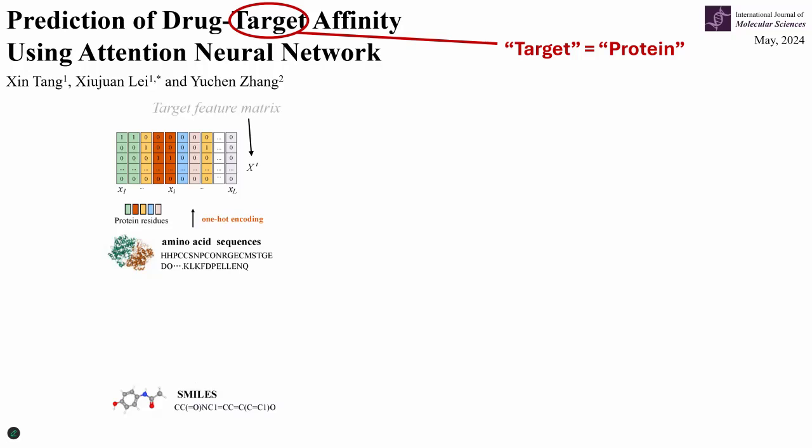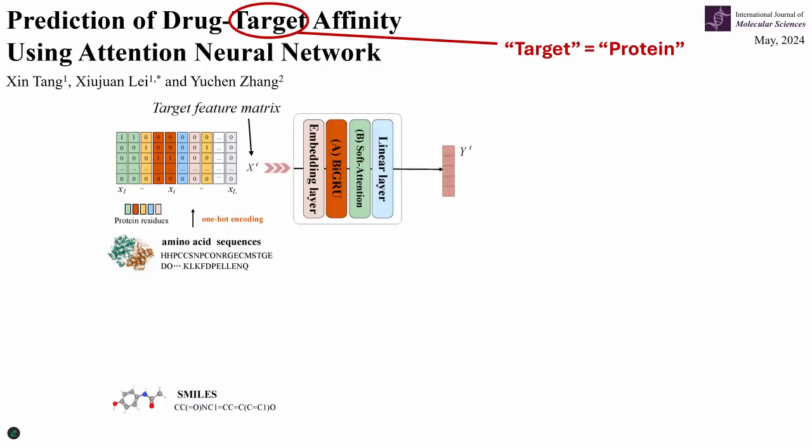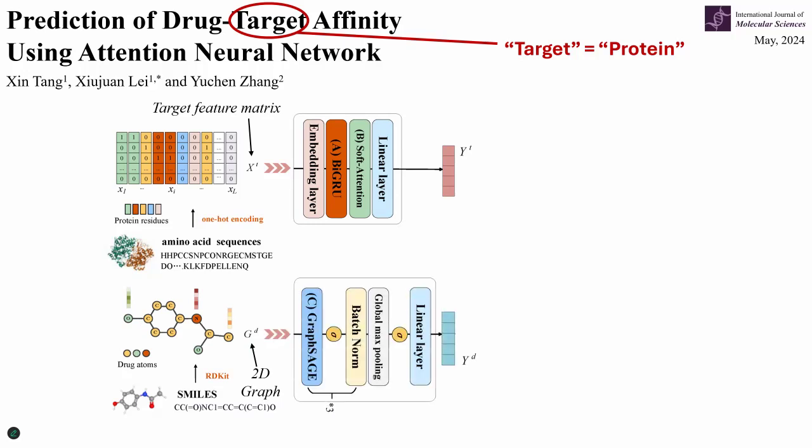Once they had that target feature matrix representation, they passed it through a bidirectional gated recurrent unit followed by a soft attention layer, and then they pooled those features into some common dimension vector y. As far as the ligand, it was represented in this two-dimensional graph using RDKit physicochemical properties that were determined from the SMILES. That graph was passed through what they call GraphSAGE, and then it was pooled and projected into, again, a common dimension vector YD.